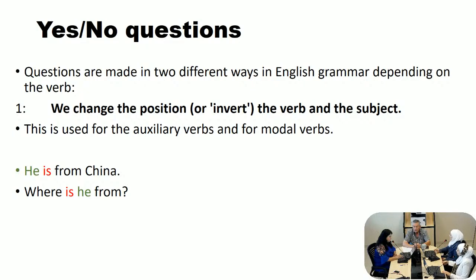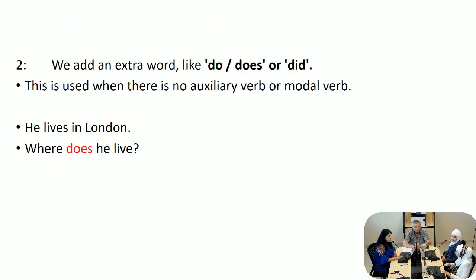The following slide. In a yes/no question, we write the full sentence, not like in the WH question. If we don't have an auxiliary, we add it, like do, does, or did. So this is used when there is no auxiliary or modal. He lives in London. Here we don't have an auxiliary.